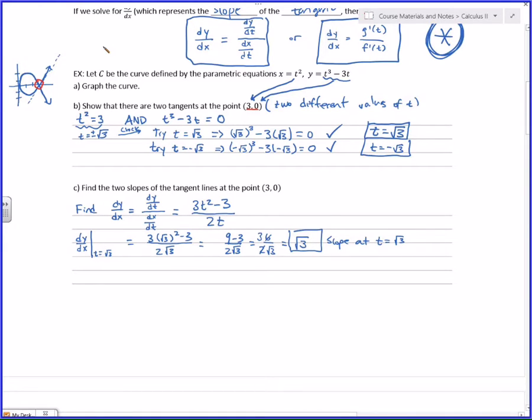And to do dy dx at t equals negative root 3, we plug negative root 3 into the same formula for dy dx. 3 times negative root 3 squared minus 3 over 2 times negative root 3. Yep, so the top is still 6. The bottom will be negative 2 root 3.